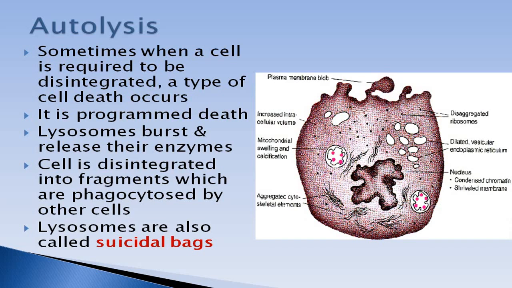This is also called programmed death, because it is an important feature during the developmental process. During development, many different structures are formed which are later on, in the adult stage, no more required. So these structures are destroyed due to this autolysis, or it is also called apoptosis.